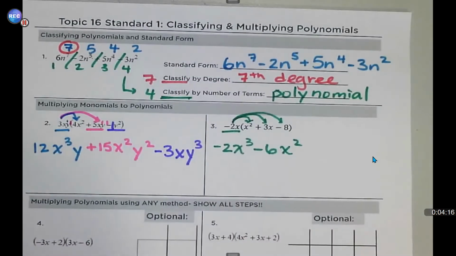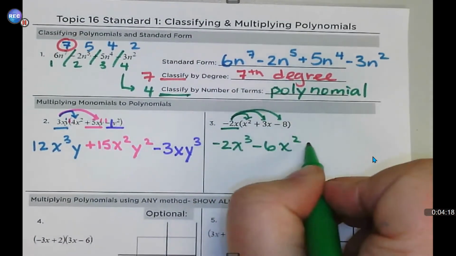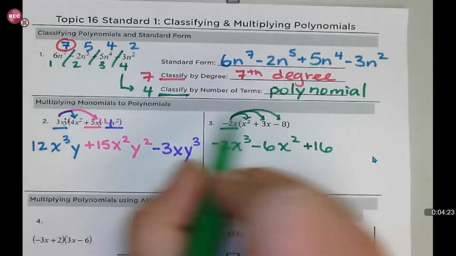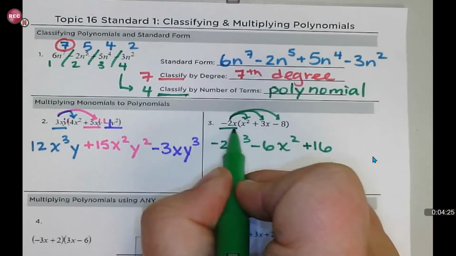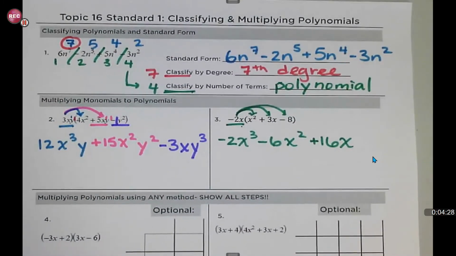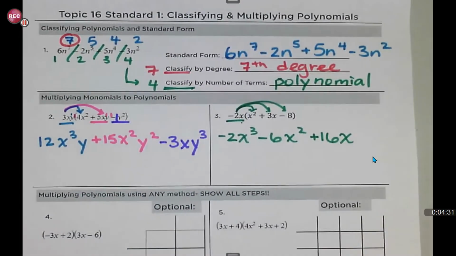And then the last one, negative 2 times negative 8 is positive 16. And don't forget, even though the 8 doesn't have an x, this one does. So you have to bring that x with it. Okay? Non-negotiable. And there you go.